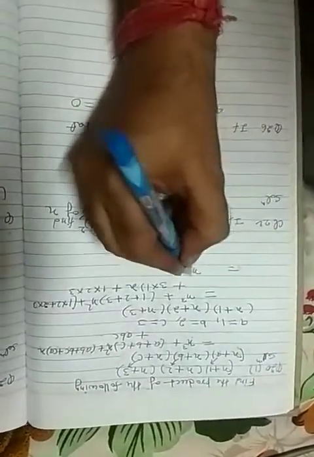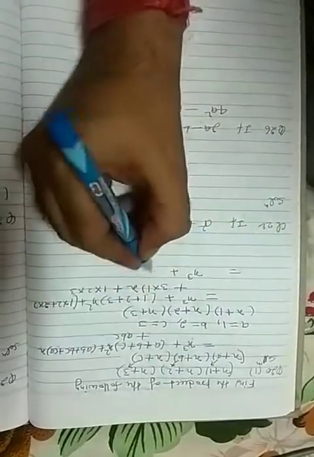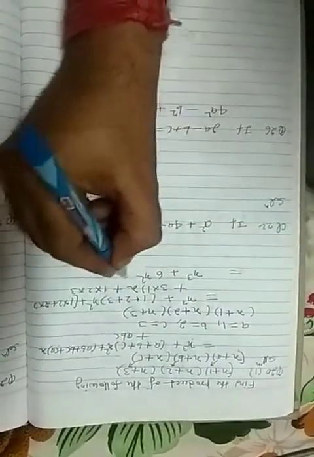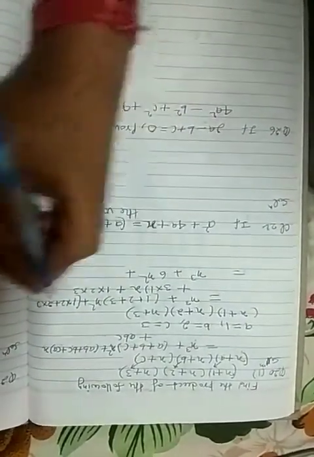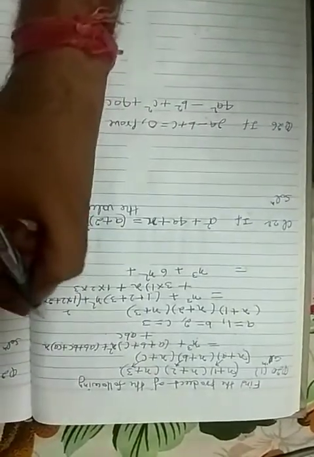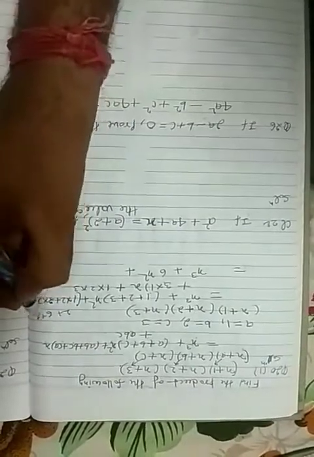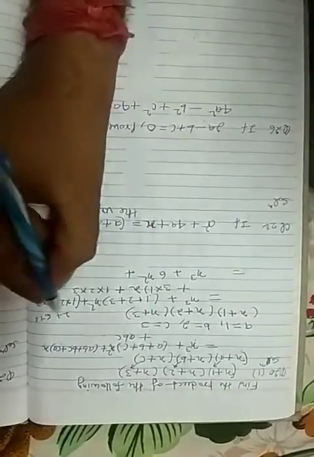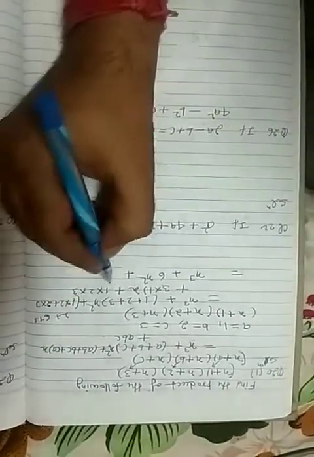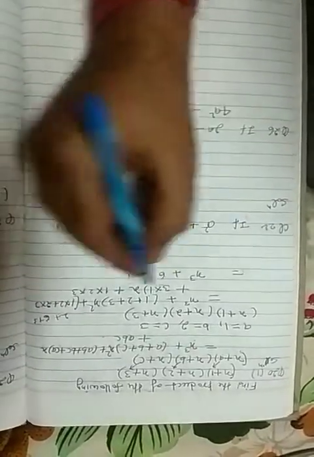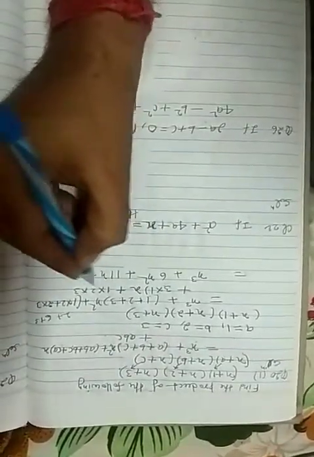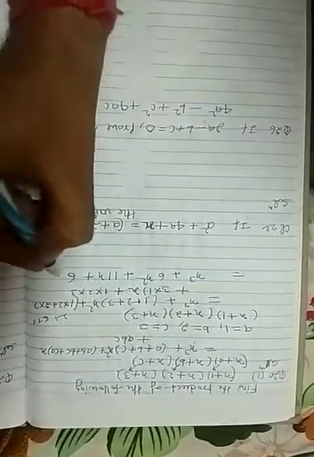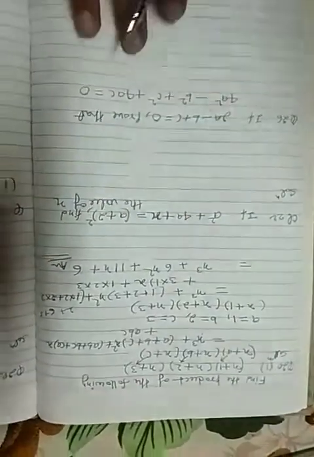You see the answer: x cube, 1 plus 2 plus 3 is 6, x square, 1 into 2 is 2, and 2 into 3 is 6, and 3. So 2 plus 3 plus 6, that is 8 plus 3, that is 11. So 2 plus 6 is 8 and plus 3 is 11. 1 into 2 into 3 is 6, so 11x, and 6. That is the final answer.